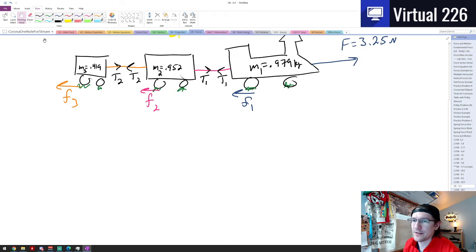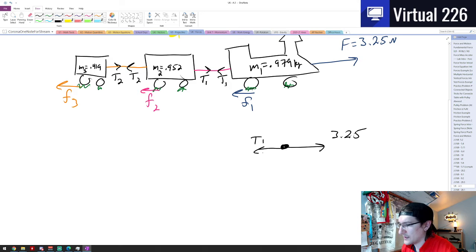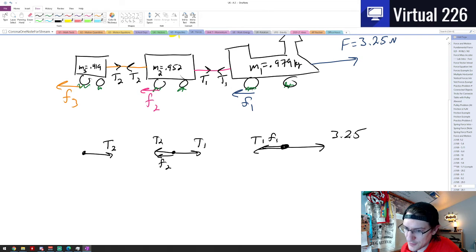And if we wanted to draw this out as a free body diagram for each of these, here's our first car. We'd have 3.25 as a force going this way, and then to the left, we'd have T1, and we'd also have here some F1. For our middle, we'd have T1 and T2 and F2. And for our last one, we just have T2 and F3. Let's pick a direction to be positive. Let's pick right to be positive and left to be negative.